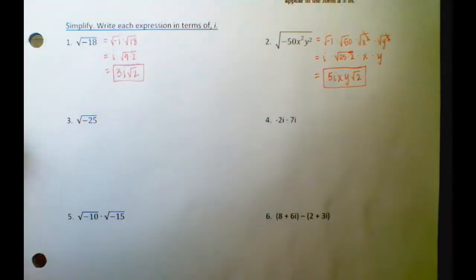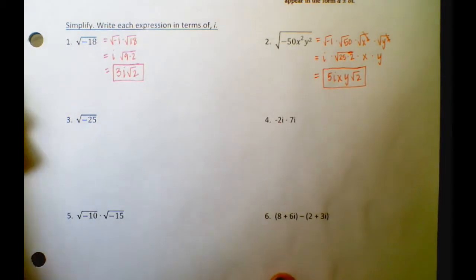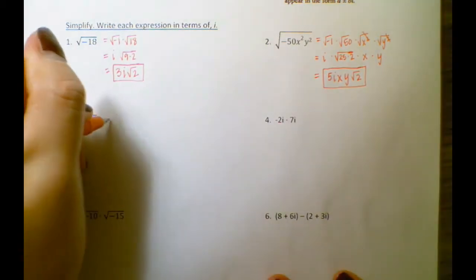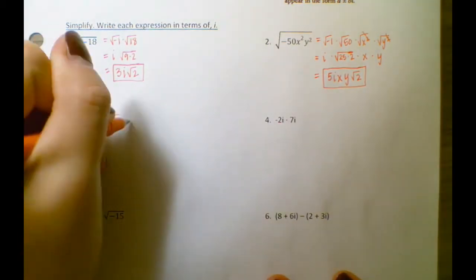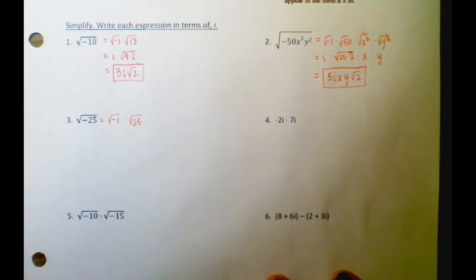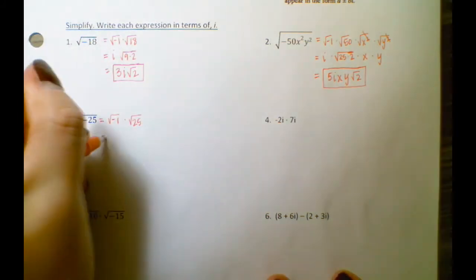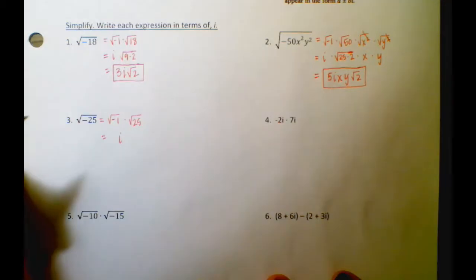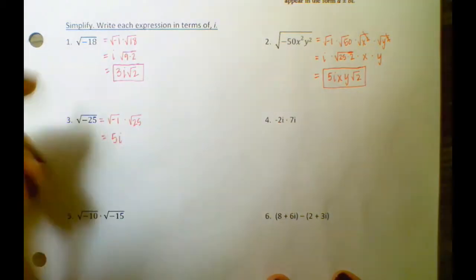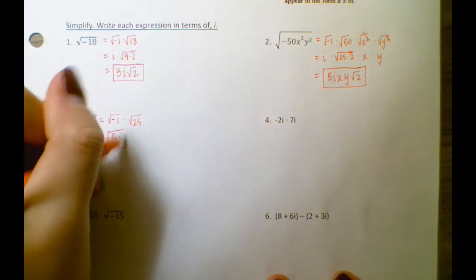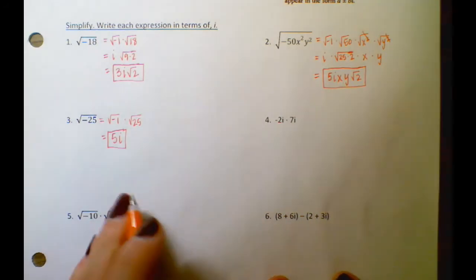Alrighty. Number 3, square root of negative 25, which is square root of negative 1 times the square root of 25. Square root of negative 1 is i, and the square root of 25 is 5. There's nothing left under the radical because 25 is a perfect square, so I'm done.